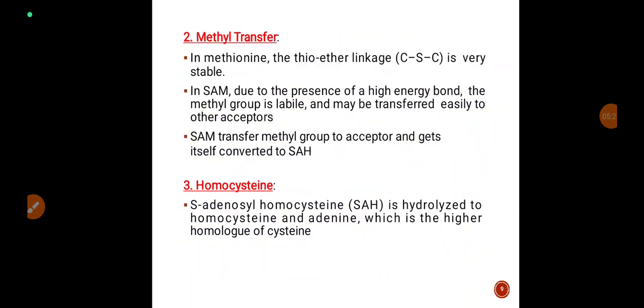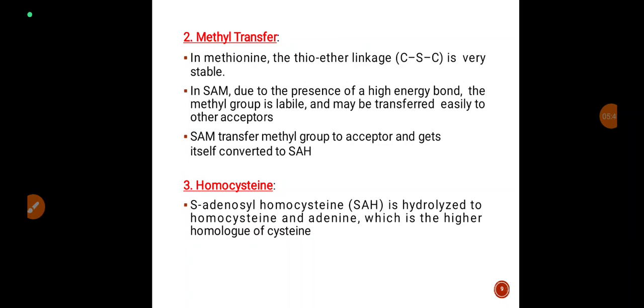Methyl transfer. In methionine, the thioether linkage is very stable. In S-adenosyl methionine, due to the presence of a high energy bond, the methyl group is labile and may be transferred easily to other acceptors.